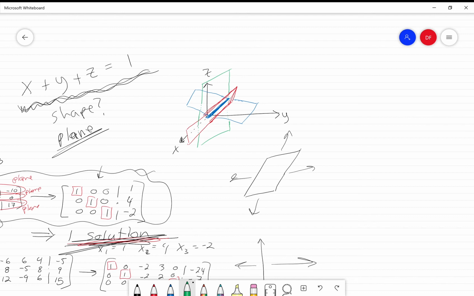And this plane intersects both of these at a single point, actually. So maybe I drew this a little bit off. Right. So this is difficult to draw, actually, and it's difficult to see.